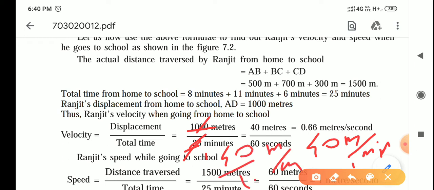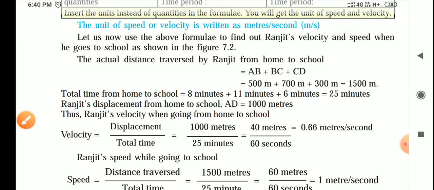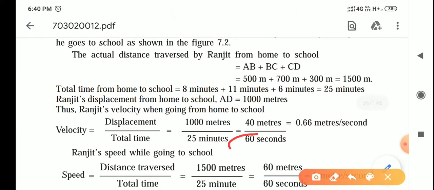One minute can be converted into seconds, which is equal to 60 seconds. That's why 60 seconds is written here. One minute equals 60 seconds. So if you divide 1000 by 25, you get 40, and then 40 divided by 60 seconds. Why is 60 seconds taken? Because here you are getting 1 minute, and 1 minute equals 60 seconds. So it will be equal to 0.66 meters per second. This will be the velocity.